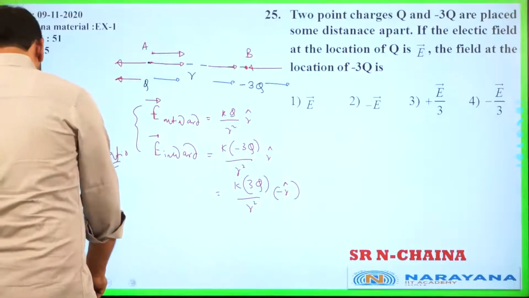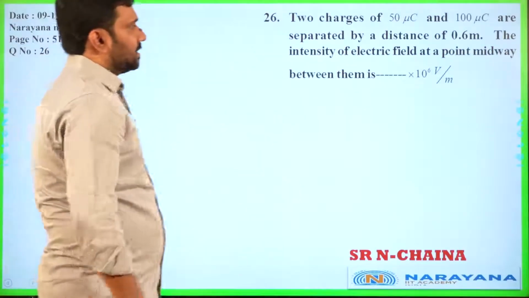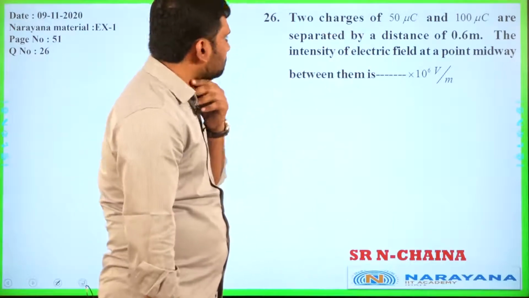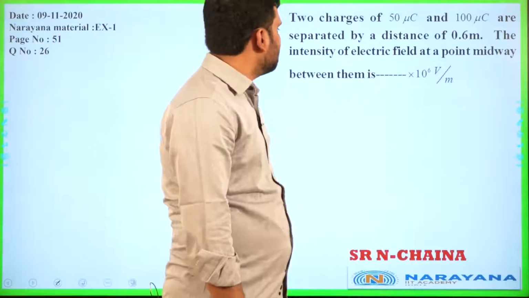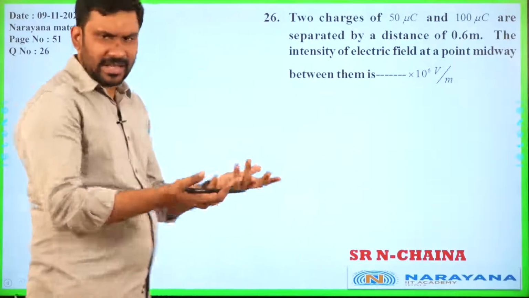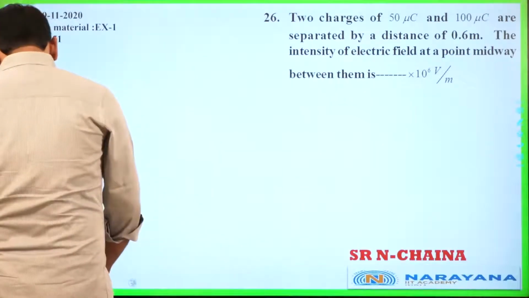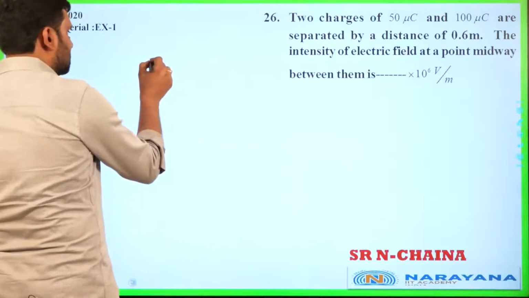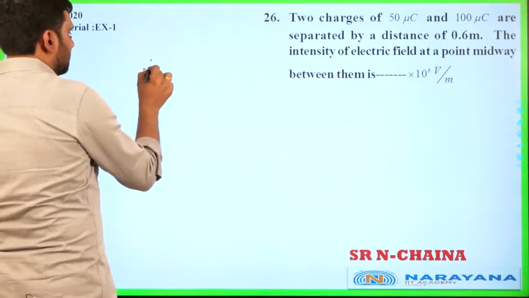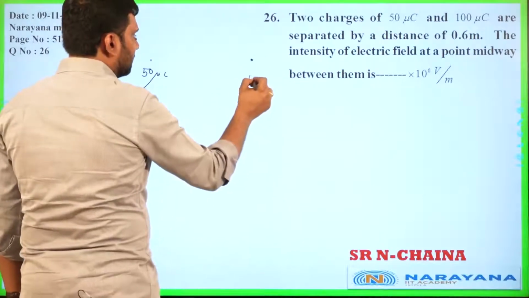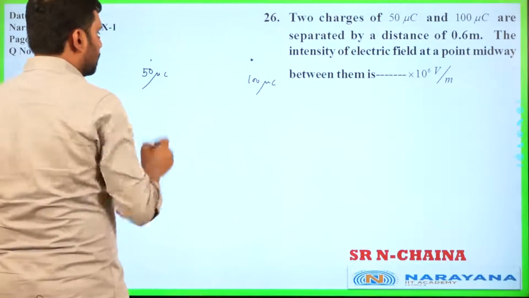Okay. Next, there are two charges, 50 microcoulomb and 100 microcoulomb, separated by a distance of 0.6 meter. The intensity of electric field at a point midway between them. Same question only. So, in what way should we tackle it? Check it now. So, suppose there are two charges. One is here, 50 microcoulomb. Another is there, that is 100 microcoulomb.